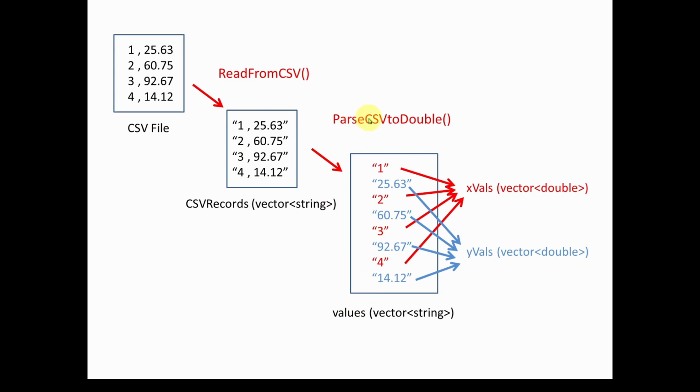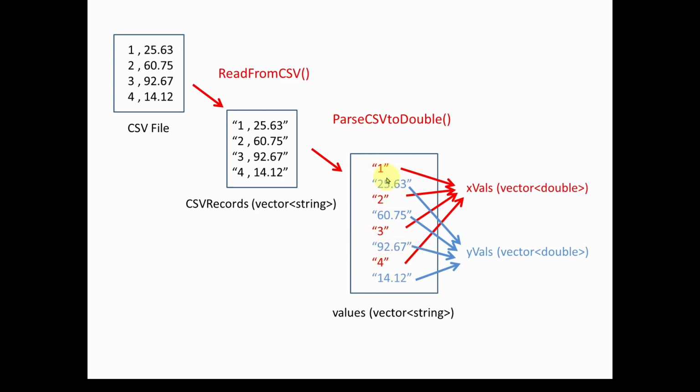And in this case, I'm going to have a method called parse CSV to double, which takes a CSV that looks like this and converts it to some double values. What I'm going to do is parse that based on these comma delimiters and make another vector of strings, and the vector has the individual values. It's gotten rid of the commas, it's just got the individual values in this vector of strings.